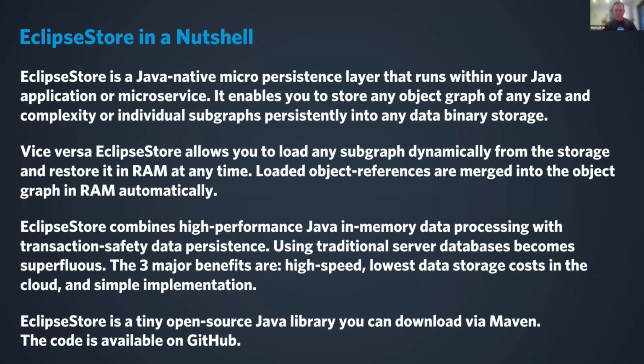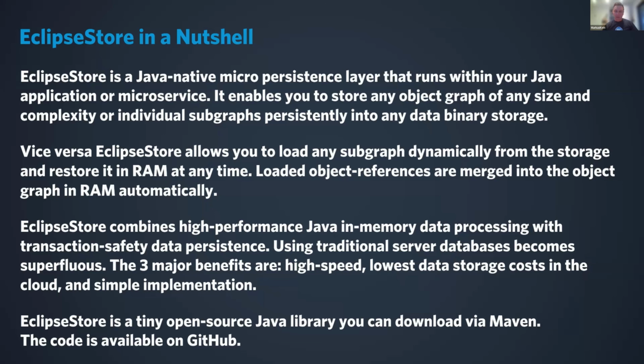EclipseStore allows you to combine high performance Java memory data processing with transaction safety and data persistence. Using a traditional database server is not required. So you don't need a database anymore. As I mentioned, there are three main benefits: incredible high speed because of the Java performance of the JVM, lowest data storage costs, and simple implementation.